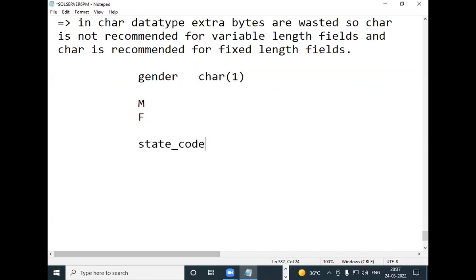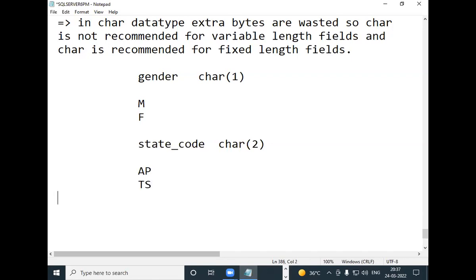Next, another example: state code. Every state code contains how many characters? 2 characters. In India, the US, everywhere, a state code contains 2 characters. How many bytes are allocated for state code? 2 bytes. The state code also contains 2 characters.